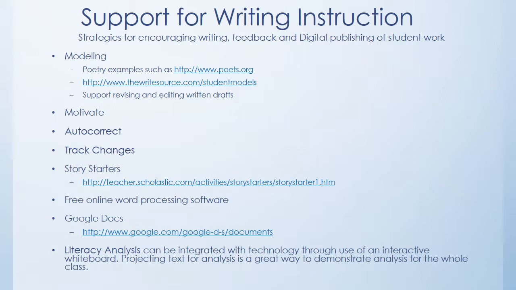Autocorrect is a built in feature that automatically detects and corrects misspelled words and incorrect capitalization. Track changes is an editing command that can be turned on from one of the program's drop down menus to show changes as they are made to an original document for feedback. Additional aids in written material are the Story Starters website by Scholastic and a free online word processing software called Google Docs. A free online word processing software aids in pre-writing and writing.